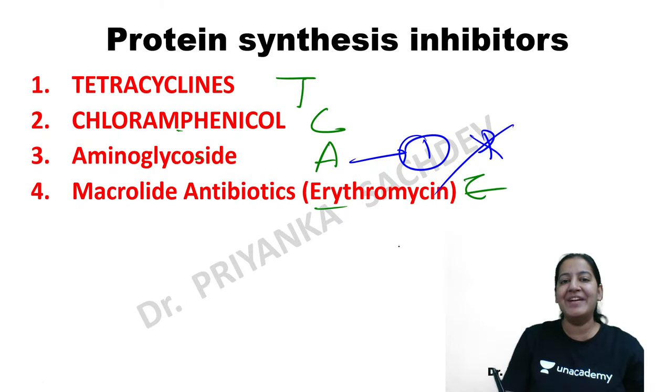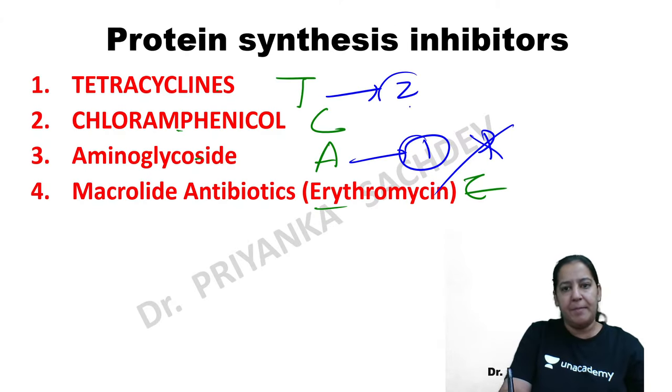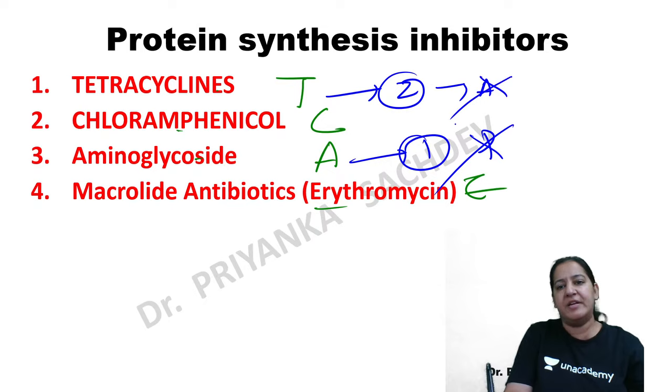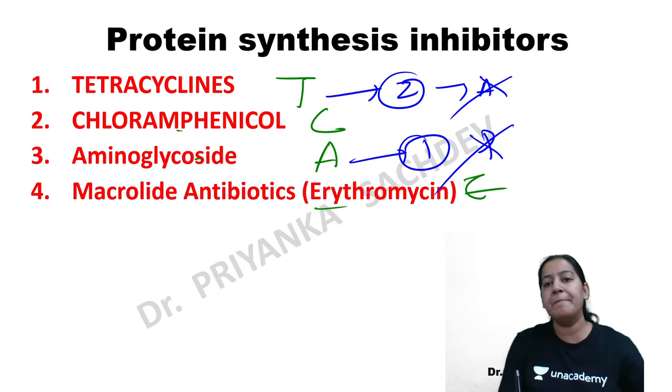It inhibits P window. Right. The second step is inhibited by tetracycline. Tetracycline inhibits step number 2. That is, it acts on A window and inhibits A window, the coming of new amino acid at the A window.